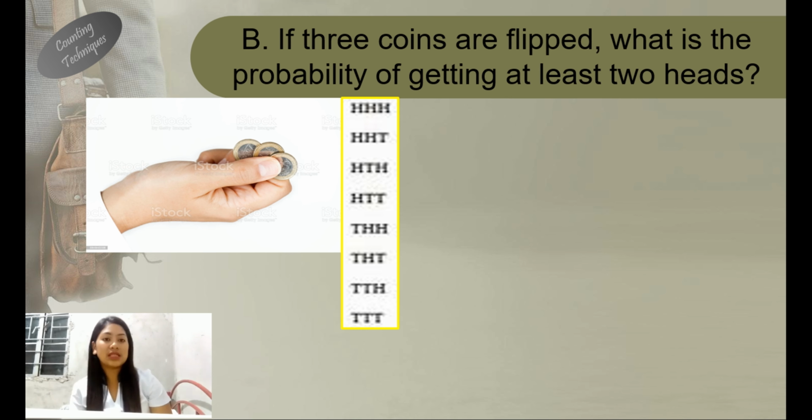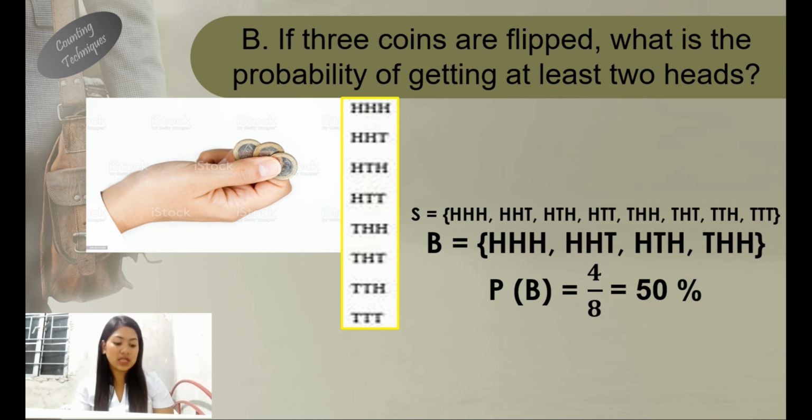So event B is asking for at least 2 heads. We have HHH, HHT, HTH, and THH. As you can see, we have 4 favorable outcomes out of 8. Therefore, the probability of getting at least 2 heads is 4 over 8, which is equal to 1/2, and that is equivalent to 0.5, or a 50% chance of getting at least 2 heads.